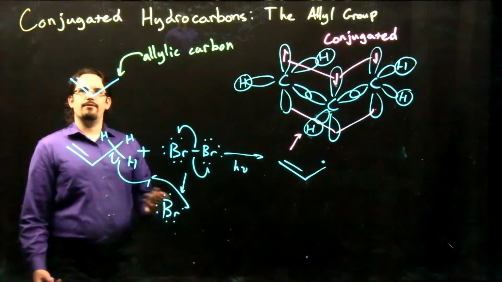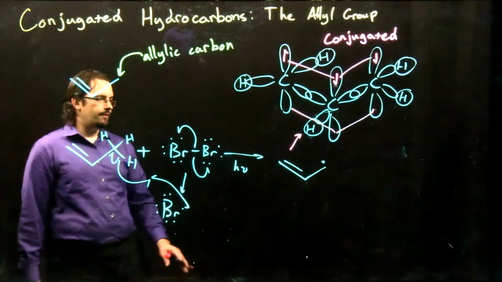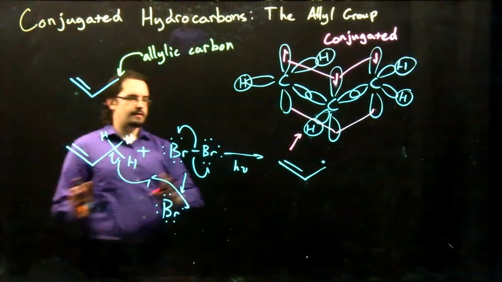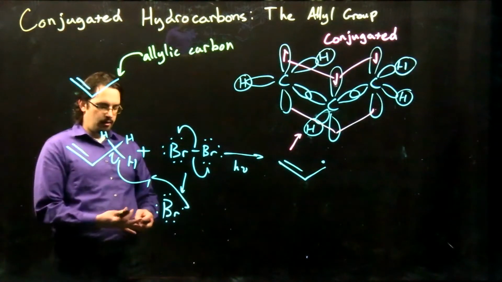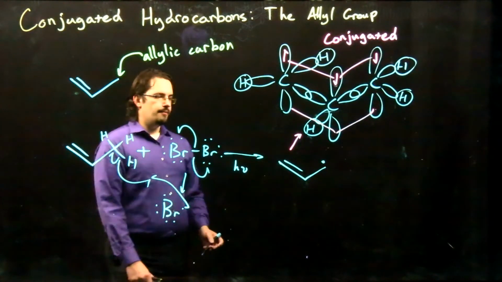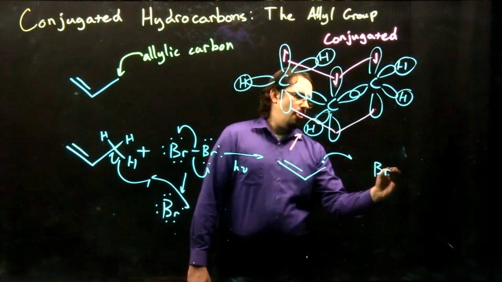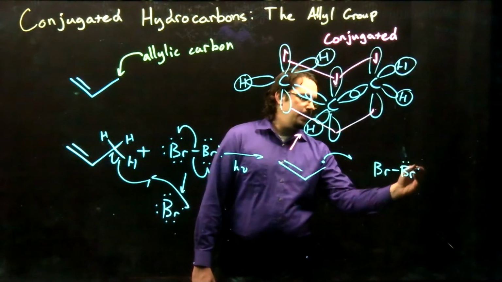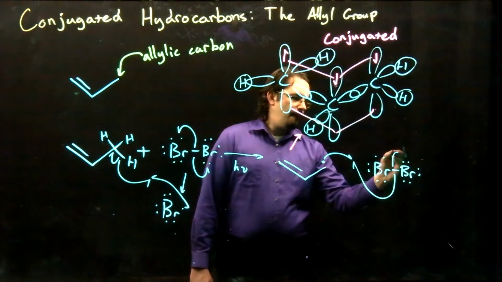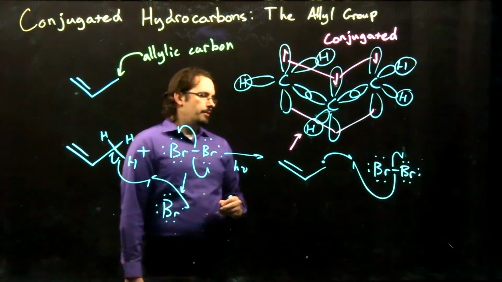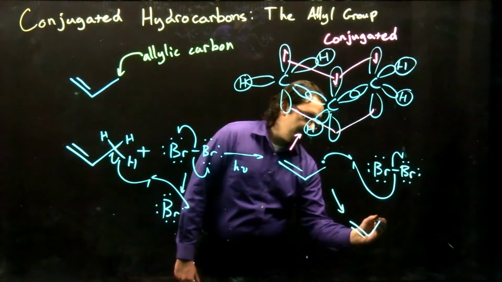So of course, anytime we have an intermediate that's stabilized, that indicates that our reaction will occur more quickly, right? If it's a more stable intermediate, this step will go more quickly to form that initial intermediate, and so our reaction overall will go more quickly. Of course, in this case, that free radical would go on to react with another unit of our diatomic bromine, and we would end up producing our allylic alkyl halide.